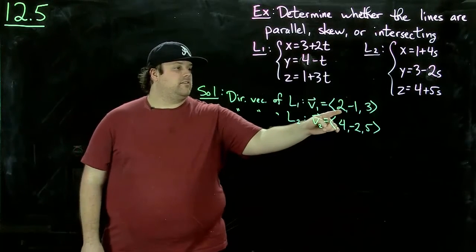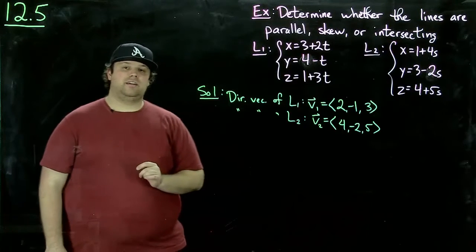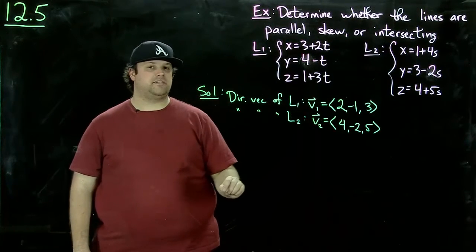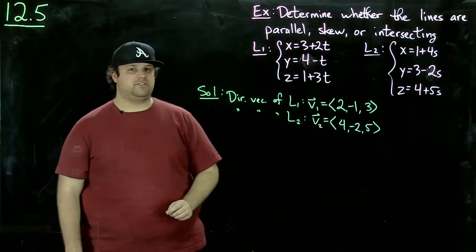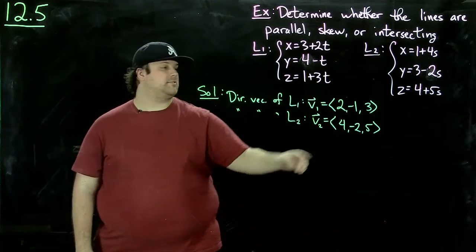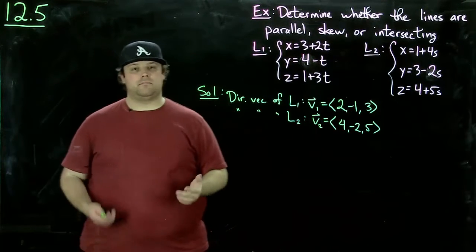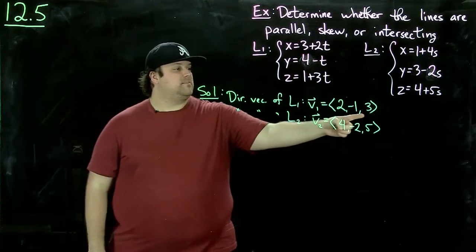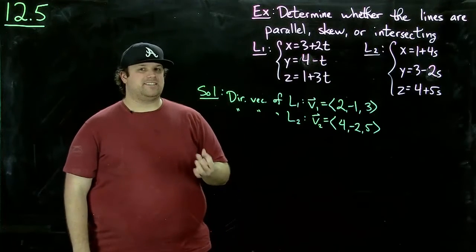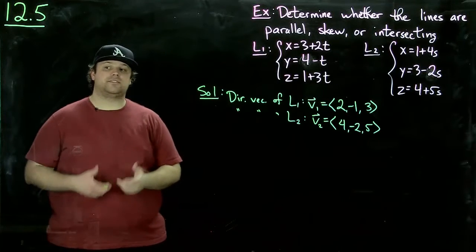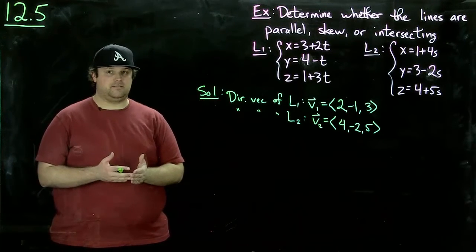So if we look here, there's a 2 and a 4 in the I components. So if we multiplied the first vector by 2, the I components match. And actually the J components match as well, because we would get -2 and -2. However, when we multiply 3 by 2, we get 6, which isn't the same as 5. So that tells us these vectors aren't parallel.